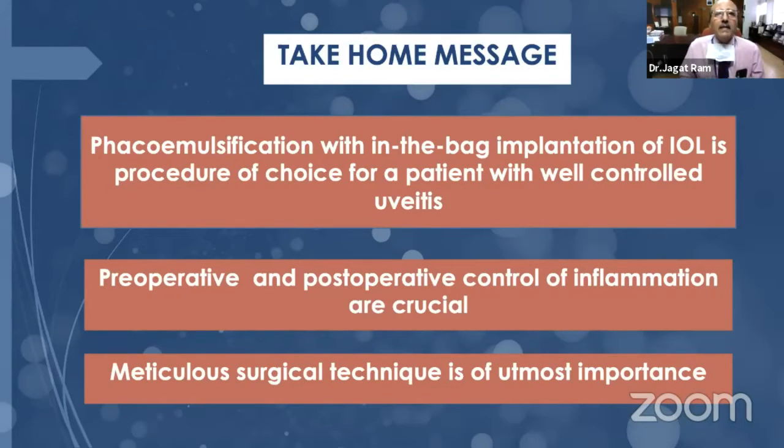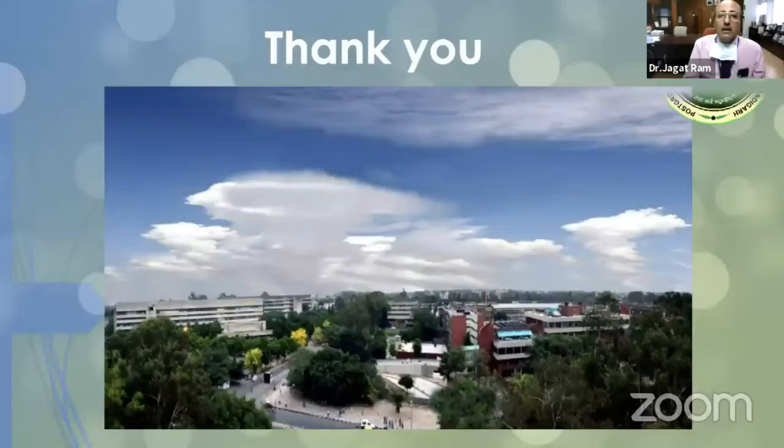We have to monitor the patient for these complications in the post-operative period. So in short, we can say phacoemulsification with within-the-bag implantation of IOL is the procedure of choice for a patient with well-controlled uveitis. Pre-operative and post-operative control of inflammation is extremely crucial. Meticulous surgical technique is of utmost importance. I believe that we have to follow up these patients for a long time, because there may be recurrence or several post-operative issues. Thank you very much.